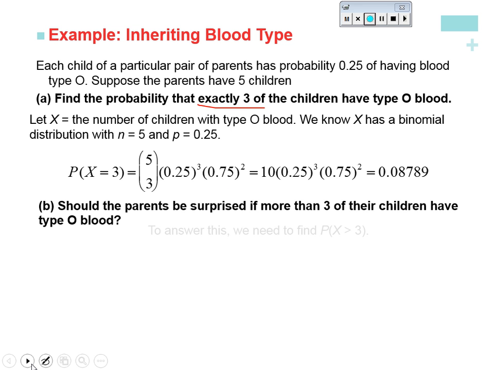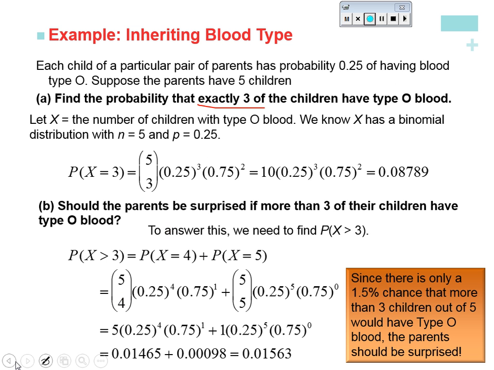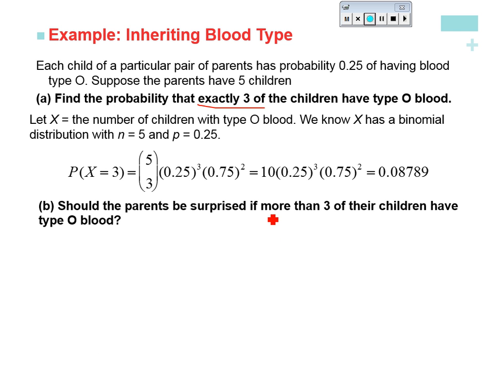For part B, if we scroll through here, the binomial CDF computes the probability of x being less than or equal to a certain value. Just note that the less than or equal to part is a little different from the binomial PDF, which just has equal to. This would be a good tool for something like part B, where instead of finding exactly a certain value, it's asking you to find a range of values, which would be more than 3. One thing to note here, though, is that this says more than 3.